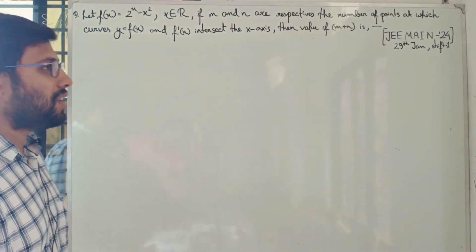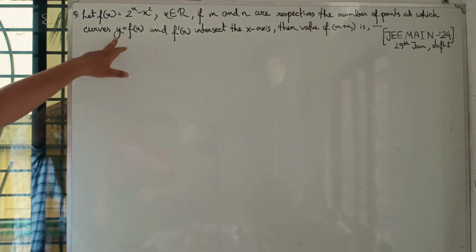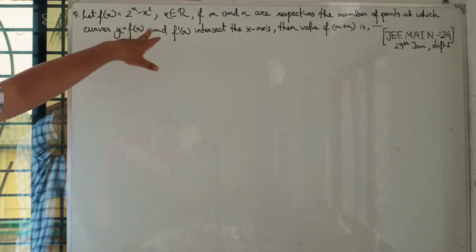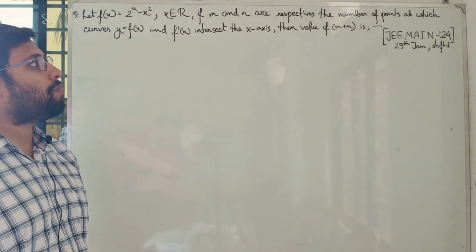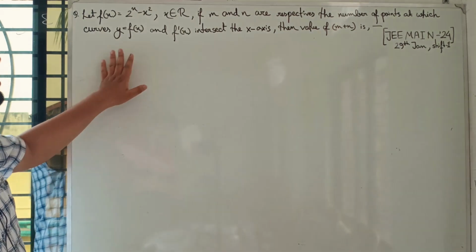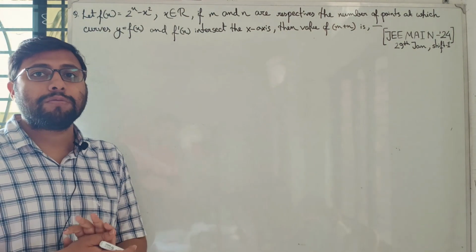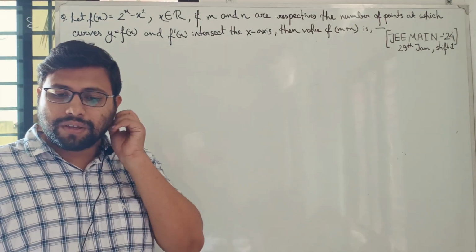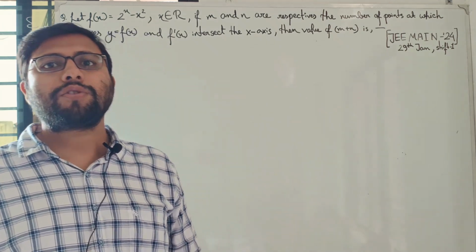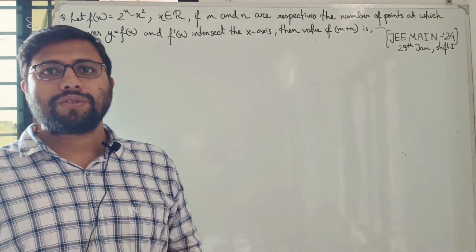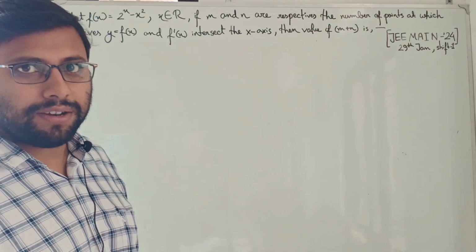Okay. The problem is: given that f(x) is a function, 2 to the power x minus x square, for all x in R, and m and n are the respective number of points at which the curves y equals f(x) and f'(x) intersect the x-axis. Then what will be the value of m plus n? We will solve this problem using graph, and we will conduct a thorough analysis so that students can tackle similar types of problems in future.